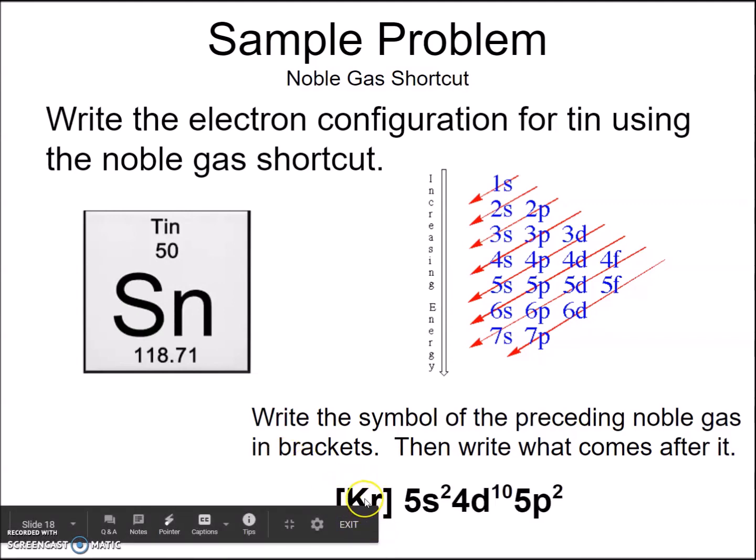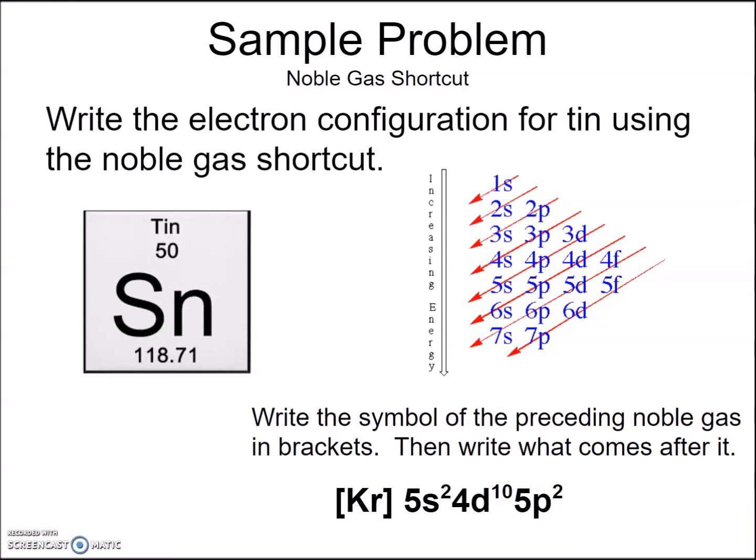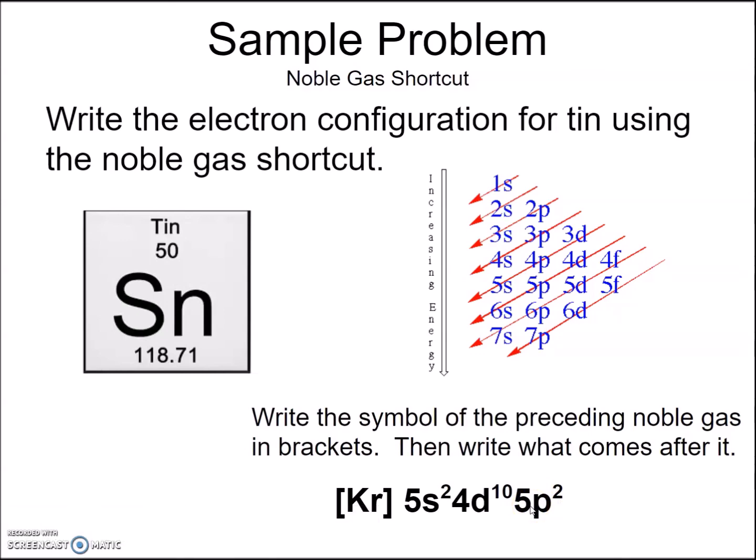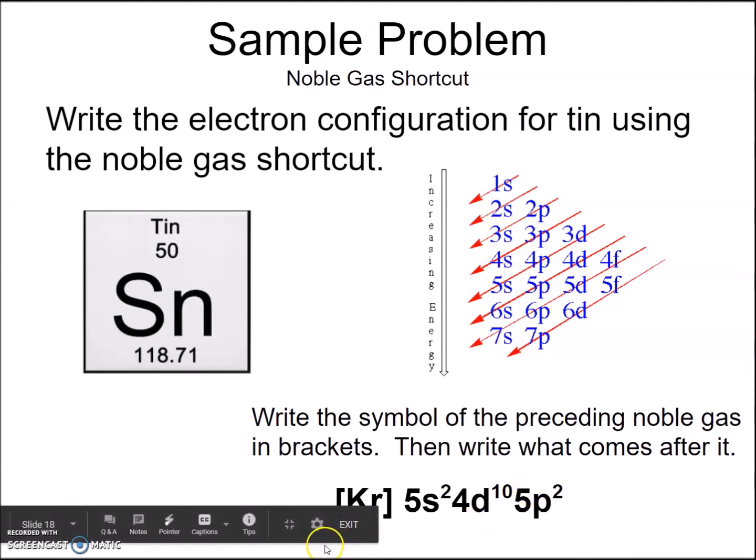And then if you write krypton's symbol in brackets, and then what follows, you'd have 5s2, 4d10, 5p2. And that's not surprising. Look where tin is on the periodic table. It's in column 2 of the p block. Of course it's going to end with something p2. And if the p block has rows for principal energy levels 2 and higher, then we're in the principal energy level that follows krypton, the 5th principal energy level. I'm going to invite you to try this on a homework assignment, and thanks for your good attention today.